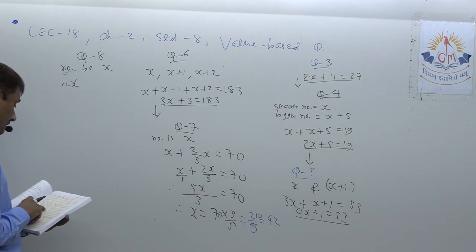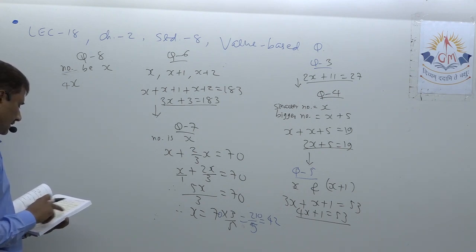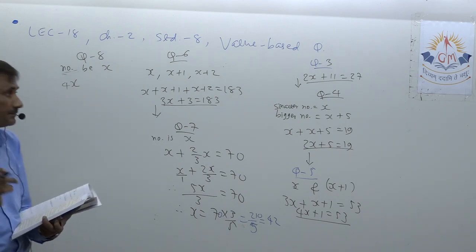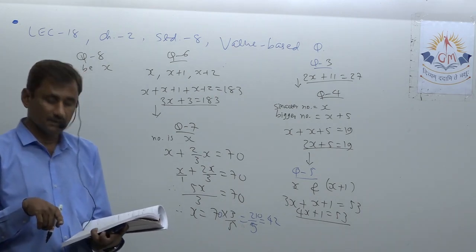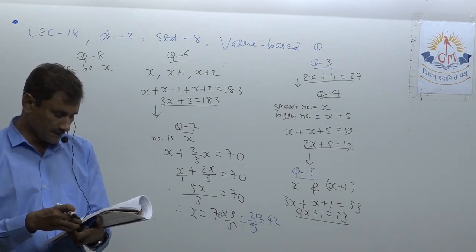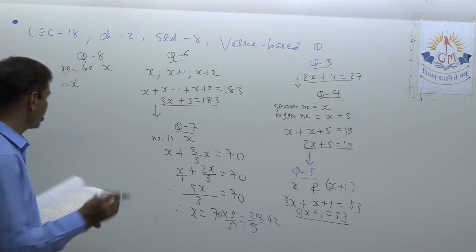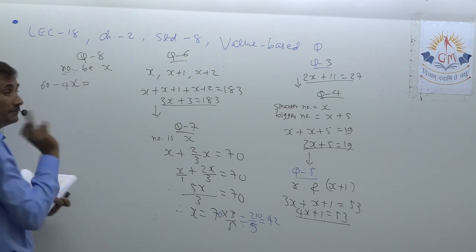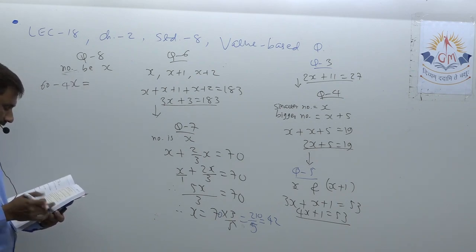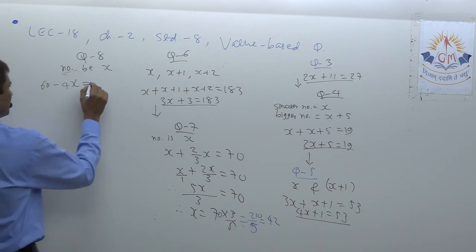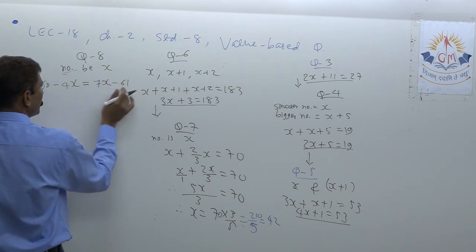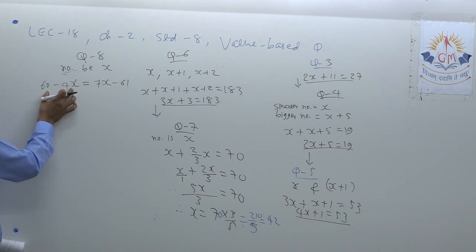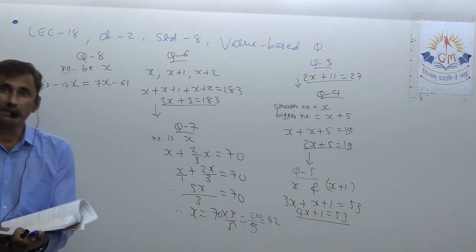4 times a certain number is as much less than 60 as 7 times the number is greater than 61. So now they are telling a difference. The difference between 4 times the number and 60 is as much, that is, equal, to how much 7 times the number is greater than 61. So between 7x and 61, whatever difference is there, the same difference is between 60 and 4 times the number. That is the meaning.